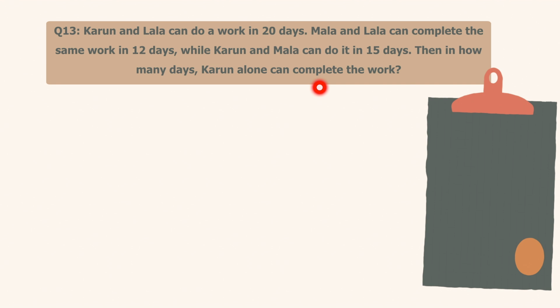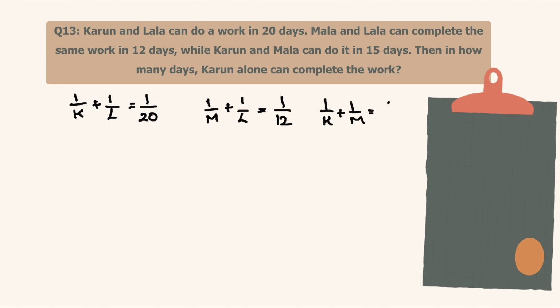Karun and Lala can do a work in 20 days. How do we write it? Karun and Lala could do a work in 20 days. Mala and Lala can complete the same work in 12 days. It's good that they are given the same work. Mala and Lala can complete the work in 12 days, while Karun and Mala can do it in 15 days. How do we write it? Karun and Mala could do it in 15 days. Question is, how many days Karun alone can complete the work? Okay.